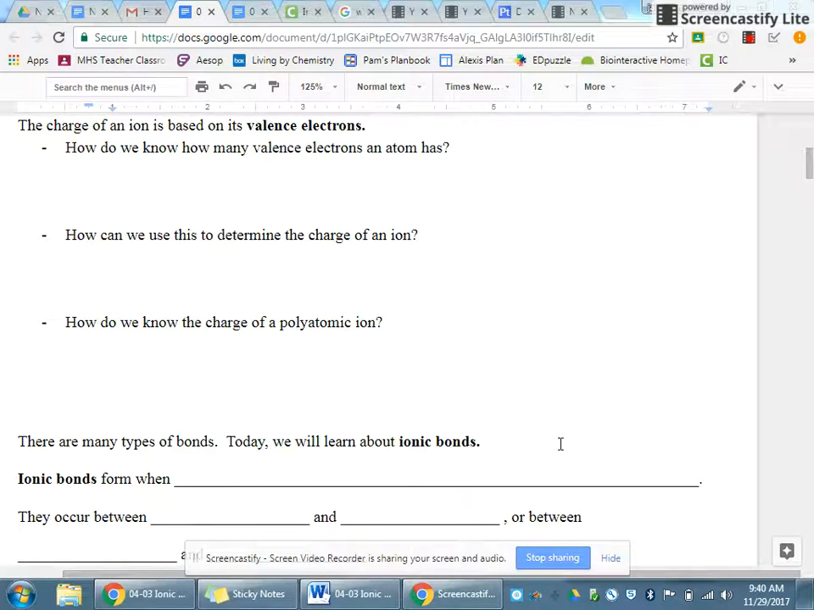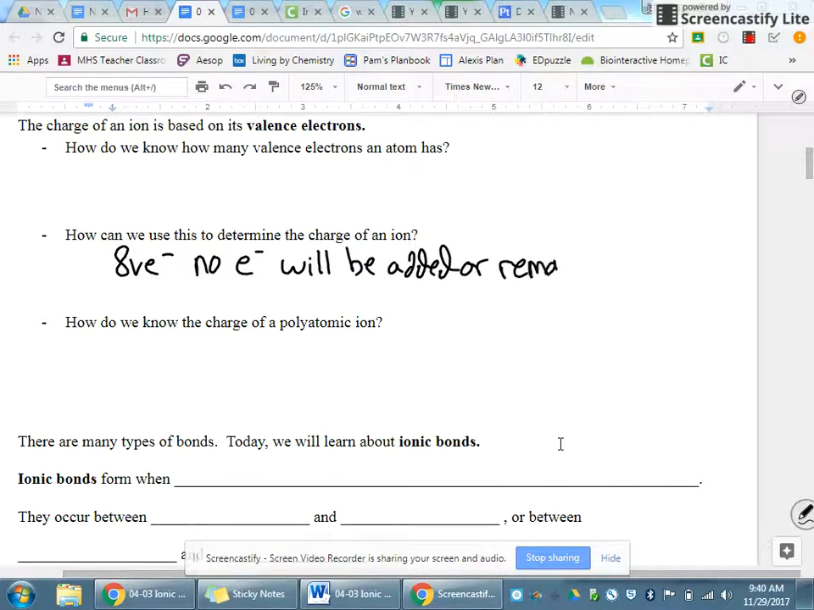Okay, and then the fourth thing is that if an atom already has 8 valence electrons, we don't need to add or subtract anything. So no electrons will be added or removed. Okay, so again, there are 4 rules to that.